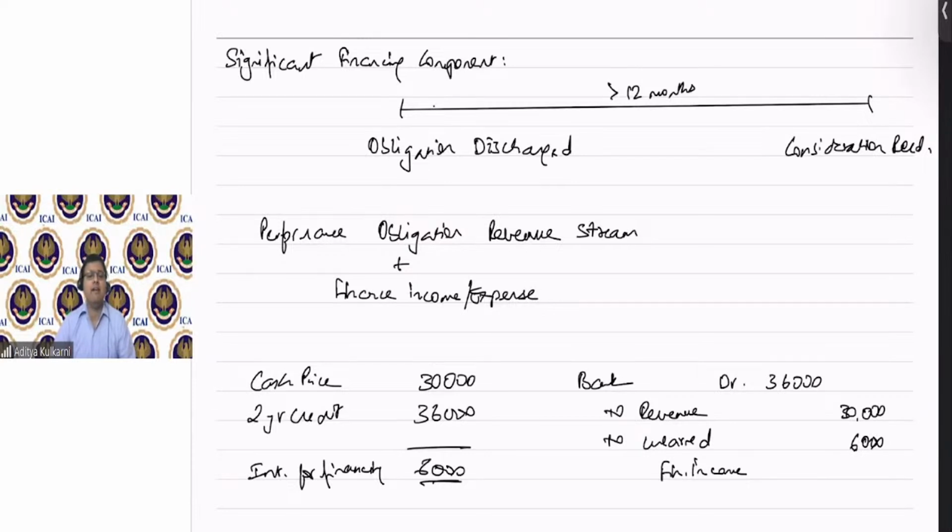So when we are having a financing component, there are 2 revenue streams to be recognized. One is the revenue stream from satisfaction of performance obligations, and the other one is your finance income or finance expense stream. Sir, why do you say finance expense? Income I understand. I sell today and recover the consideration after 2 years, 3 years, whatever.